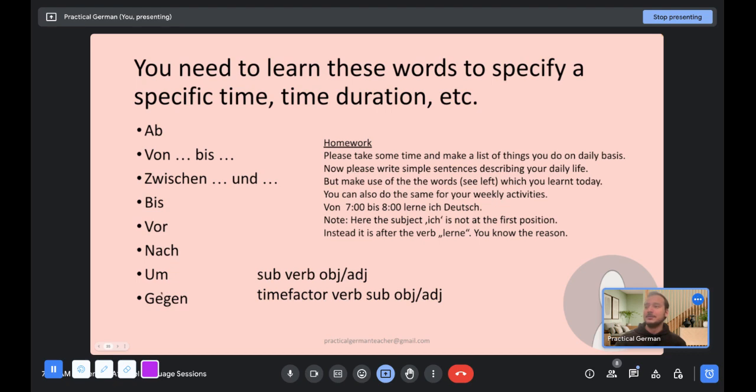So what do you think ab means? If I say ab 6 Uhr, what am I saying? At 6 p.m.? No, that was um. Ab means afterwards. So ab 6 Uhr means 6 p.m. or 6 onwards, or afterwards.